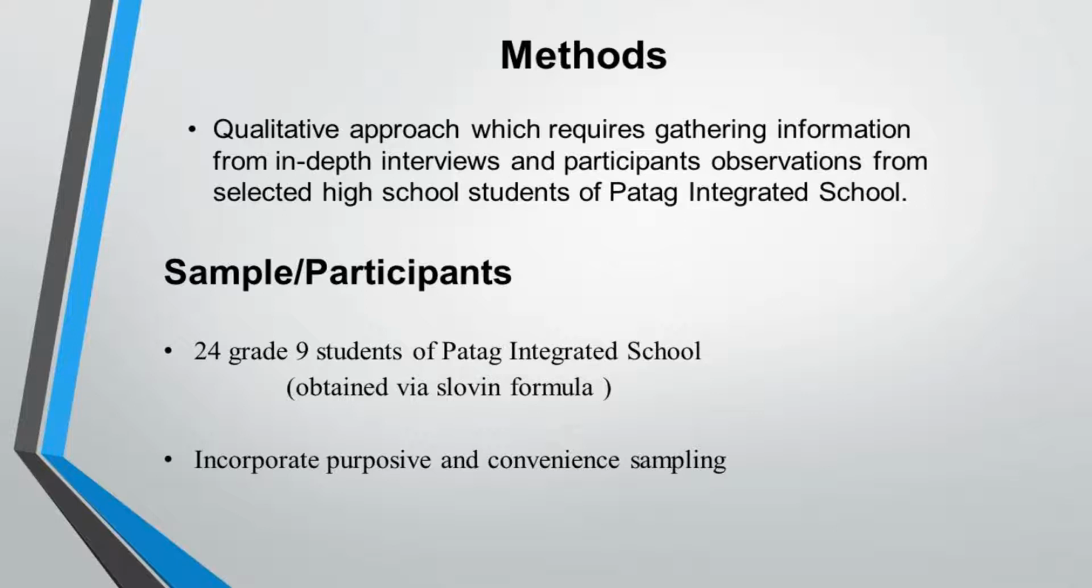Moreover, this study combined purposive and convenience sampling, wherein the 24 students were purposely selected, most of whom are easy to contact and are using mobile dictionaries.